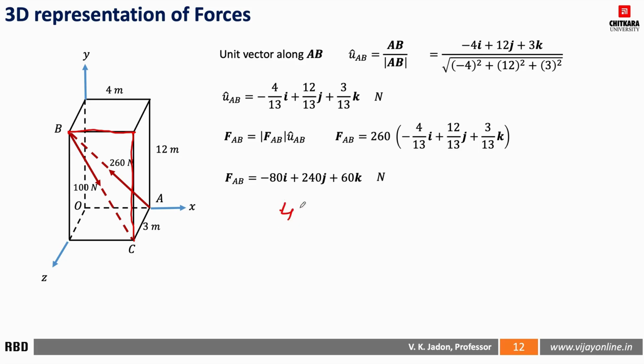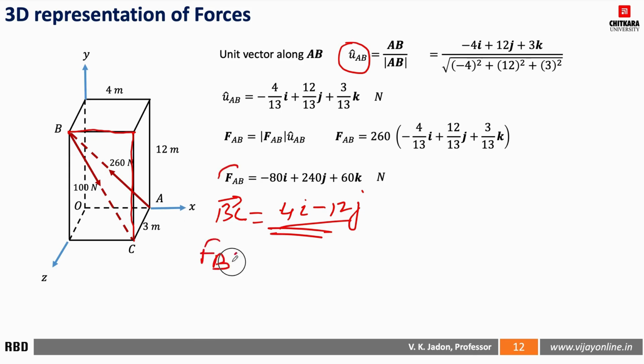So the position vector is plus 4i, and then minus 12j. There is no third component. So this is the position vector BC. Now that we know the position vector BC, we can find the magnitude of this, then find the unit vector, and then finally find the force FBC, which is no doubt 100 multiplied by this unit vector that you will calculate. So try this and get the answer.